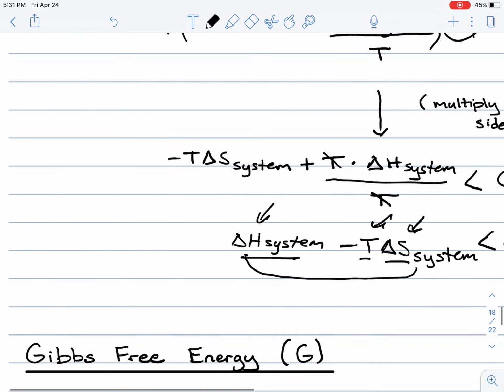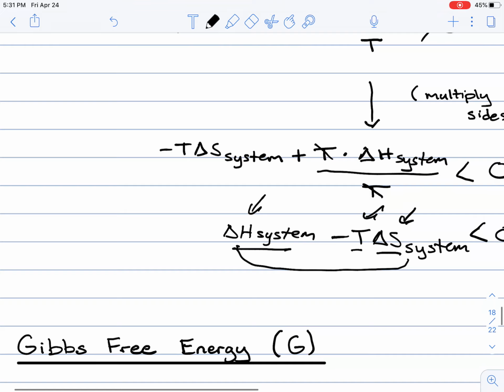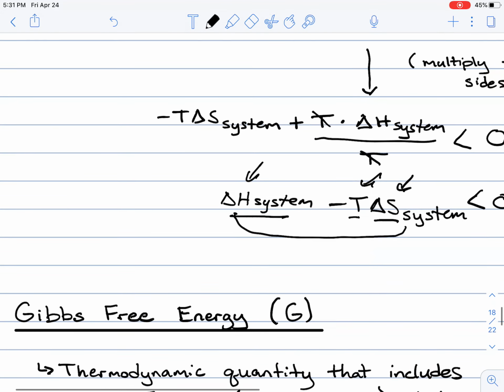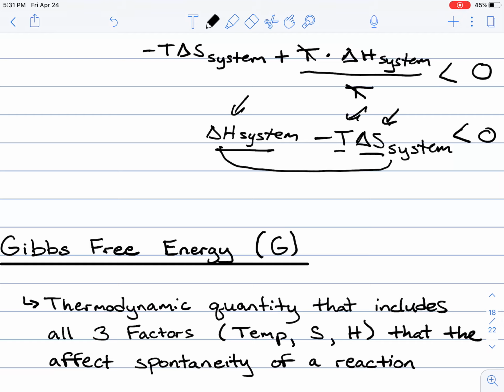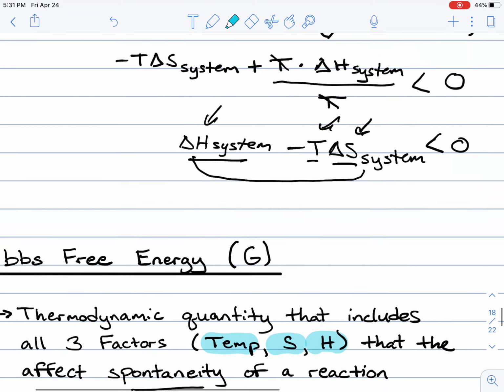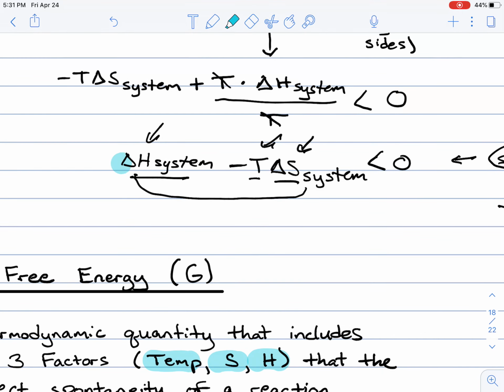And so now that we've gone through that derivation, let's go ahead and talk about Gibbs free energy. So the Gibbs free energy is another thermodynamic quantity that includes all three factors that affect the spontaneity of a chemical reaction. In this case, the three factors are temperature, entropy, and enthalpy, okay, as seen here in our derivation.